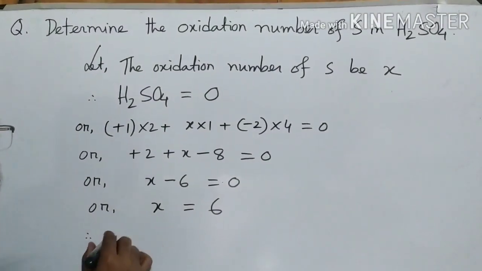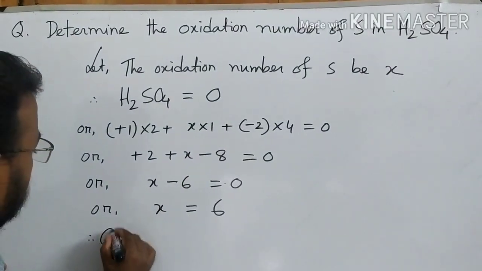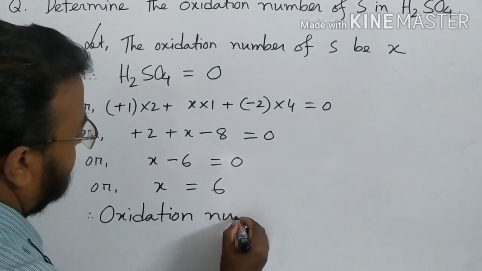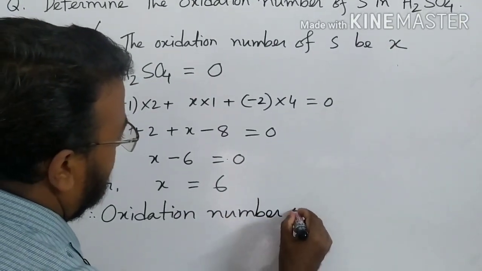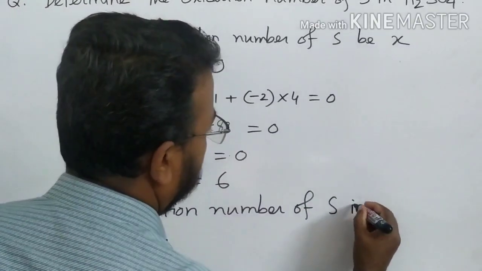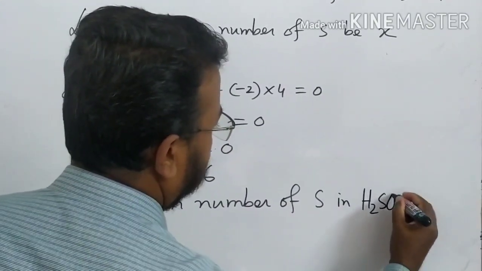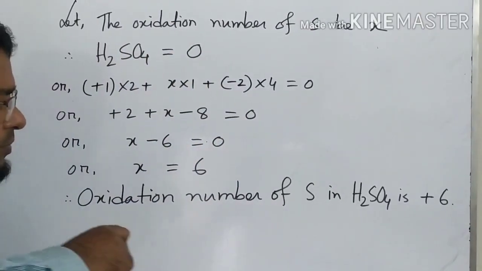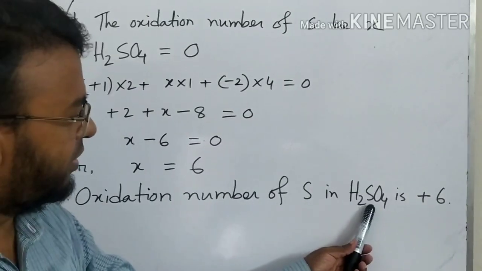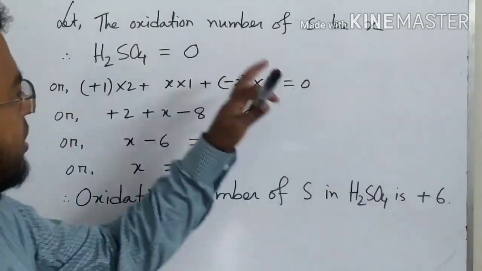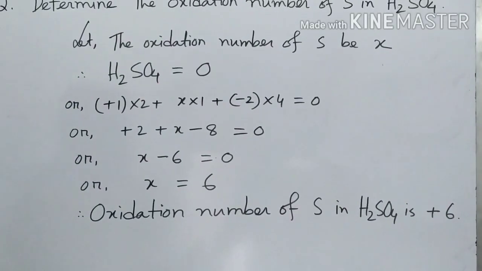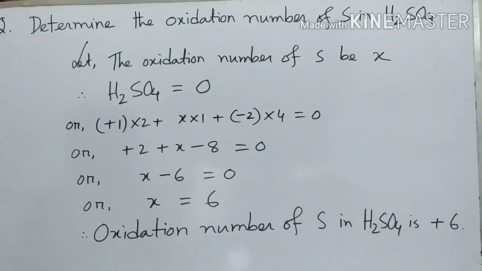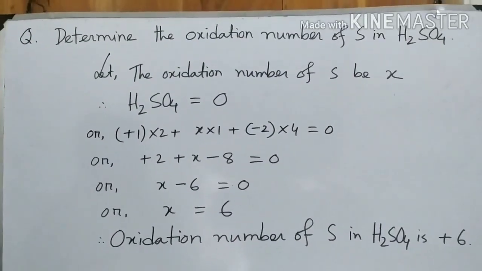Therefore, I have got the value of X. Now I can write the oxidation number of sulfur. Therefore, the oxidation number of sulfur in sulfuric acid is plus 6. So in the same way, if you understand one math, then you can solve all types of oxidation number like this. Okay, all of you write it. I will go for the next question.